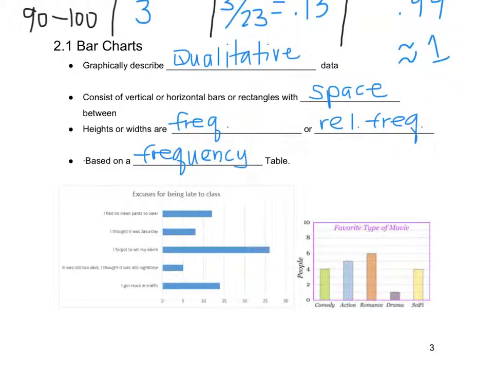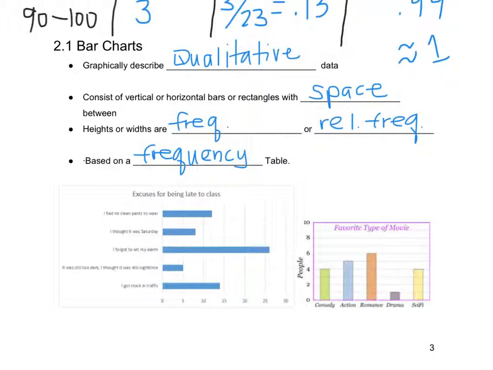Okay, so there's a couple of examples here. Excuses for being late to class. Oh, right, that's obviously qualitative data. And this is an example where the bars are horizontal. So we have the categories on the vertical, and then the frequency, the relative frequency along the horizontal. And then the other one, we've got vertical bars, and so we've got the categories along the bottom going left to right horizontally, and vertically we have the count.